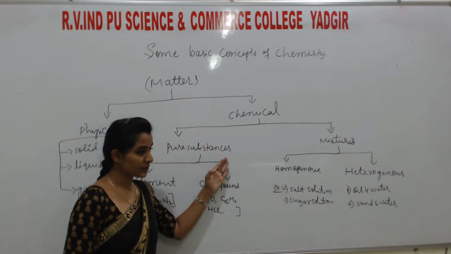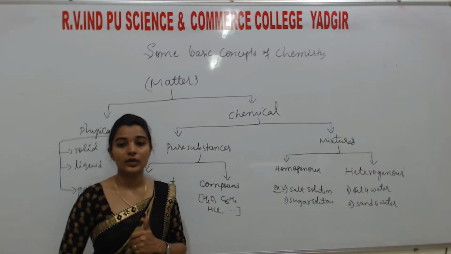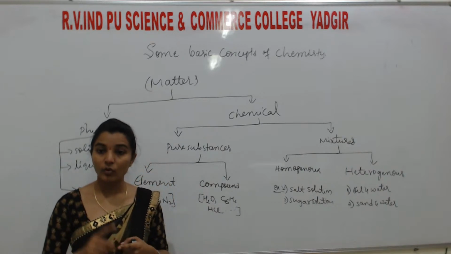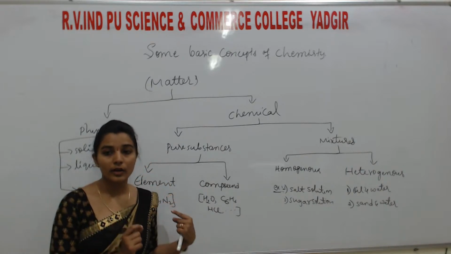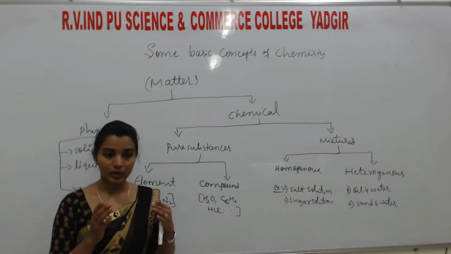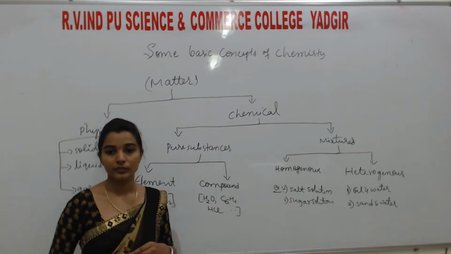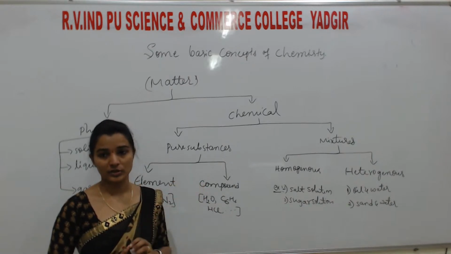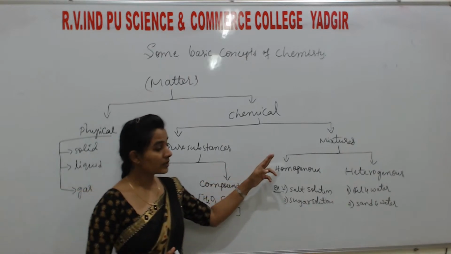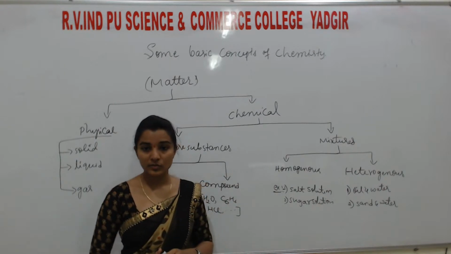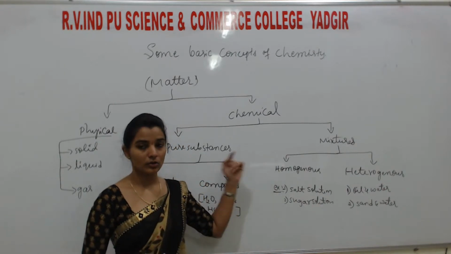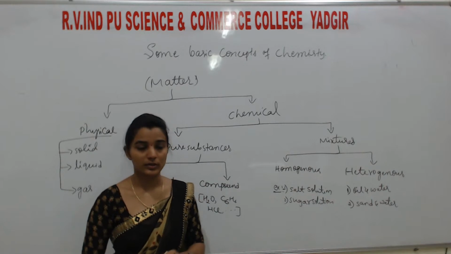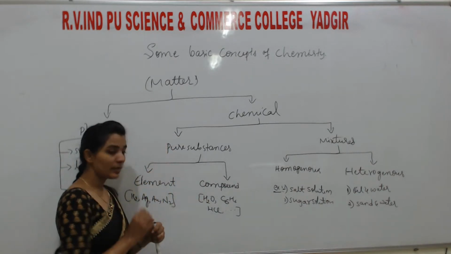So in the pure substances, means if the matter is made up of only one type of element or a compound, or one type of atom or a molecule, it is called as what? Pure substances. Only one type. So mixture means two or more substances mixed with each other. Those are called as what? Mixtures. Okay.